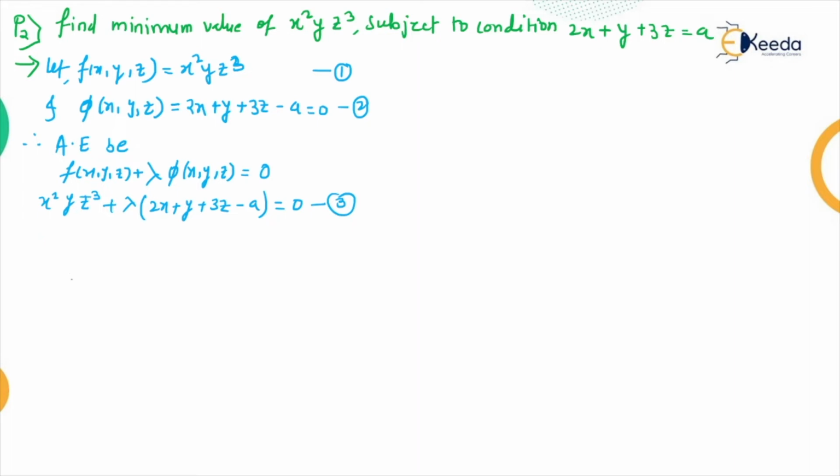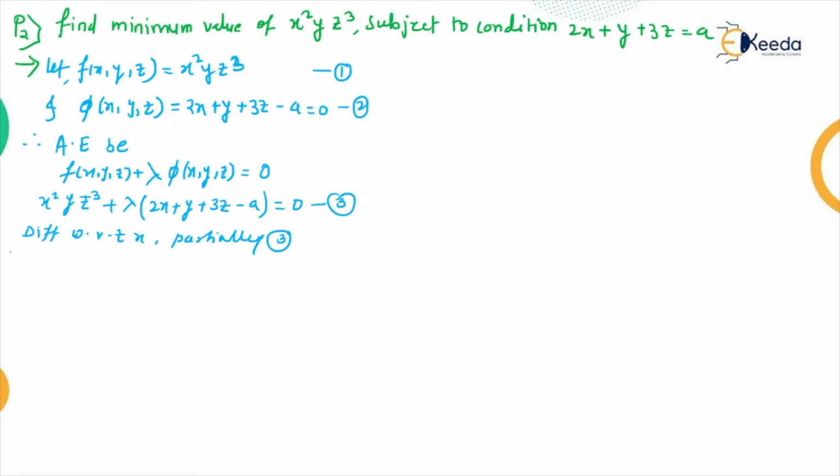Differentiate with respect to as many variables as you see in the question, that is x, y and z. This is a function of 3 variables, so we have to differentiate 3 times. First, differentiate equation 3 partially with respect to x.